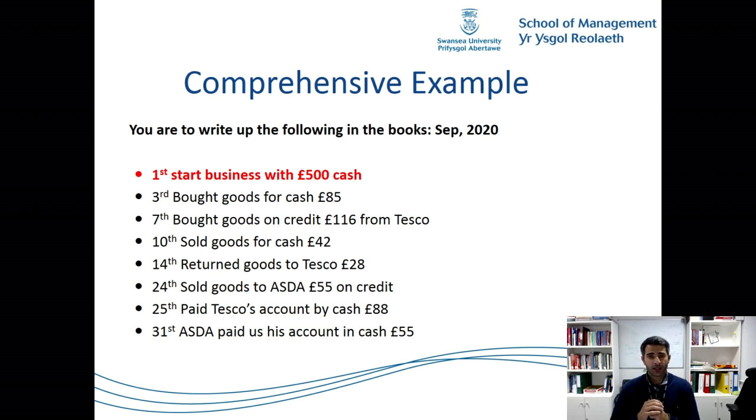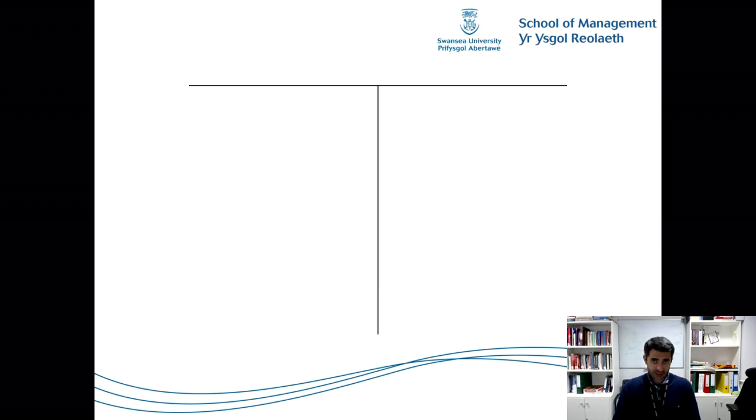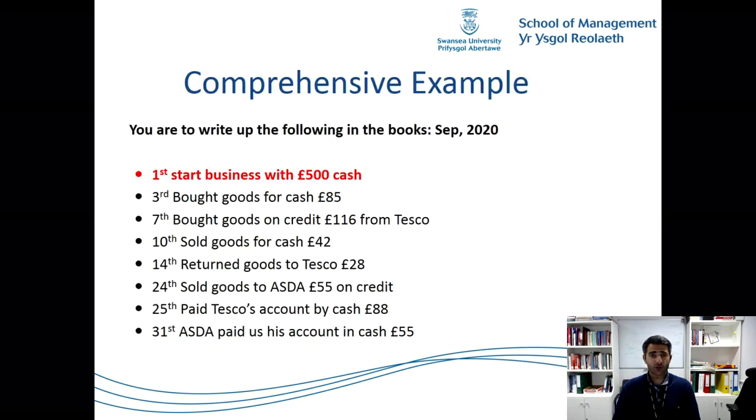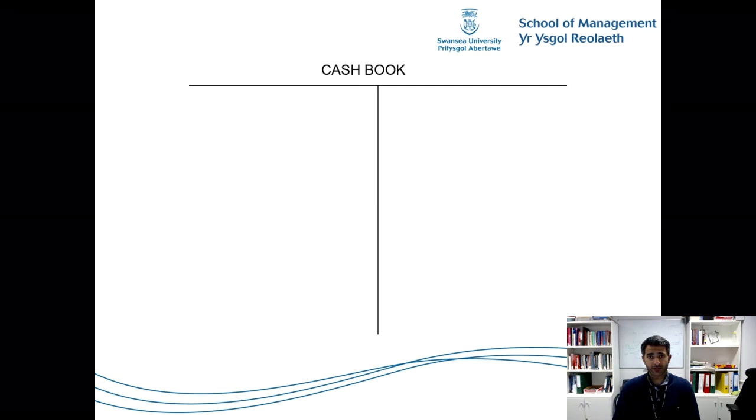Right, let's start. The 1st of September, start business with £500 cash. Remember, there are two sides and two accounts involved. Most of the time there are two accounts, but of course some transactions have more than two accounts. If we say start a business, you need to identify the two accounts. You need to open a T account for cash, debit and credit, and the cash should be recorded on the debit side.